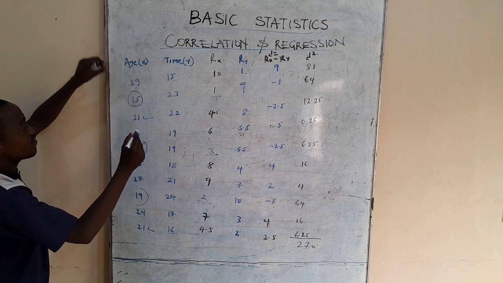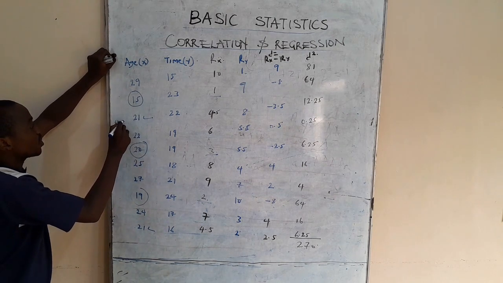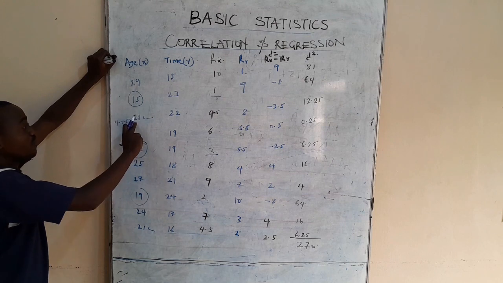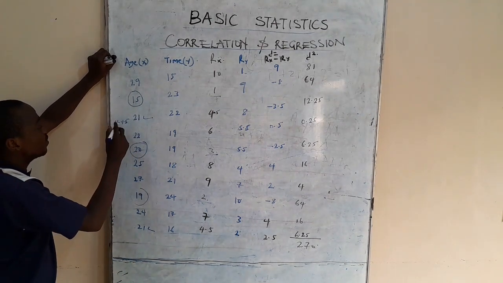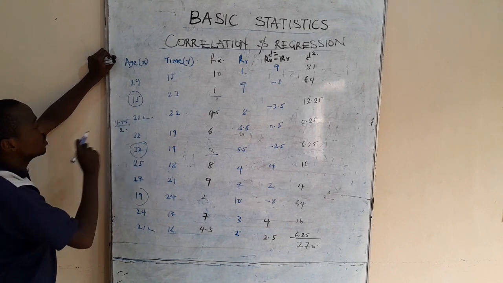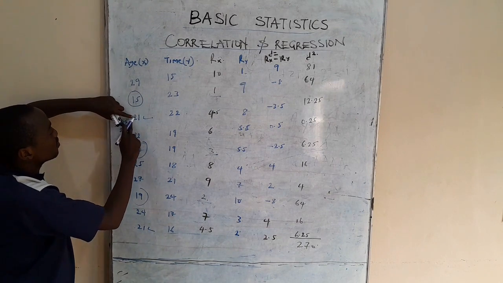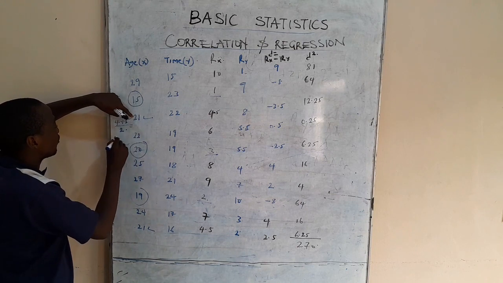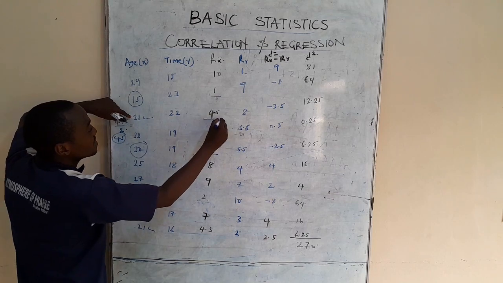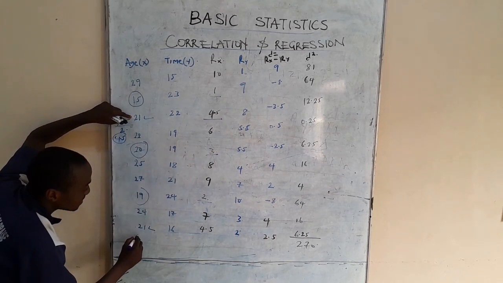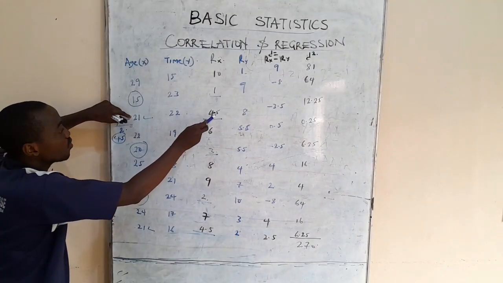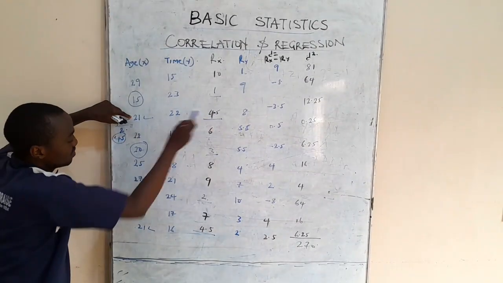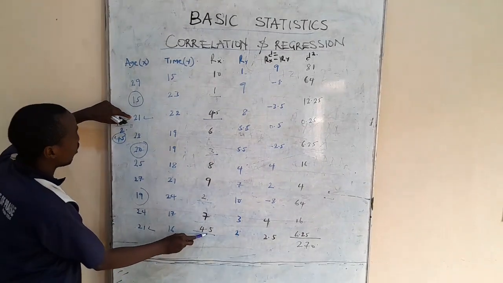So that means we take 4 plus 5. The first rank should be 4, the second rank should be 5. So we add them together, 4 plus 5, which is 9, then divided by 2. When we do that, the answer is 4.5. So this 21 takes the rank of 4.5, and the same thing goes for the other one. If we have 4.5 for 21 here, then for 21 here we also have 4.5.